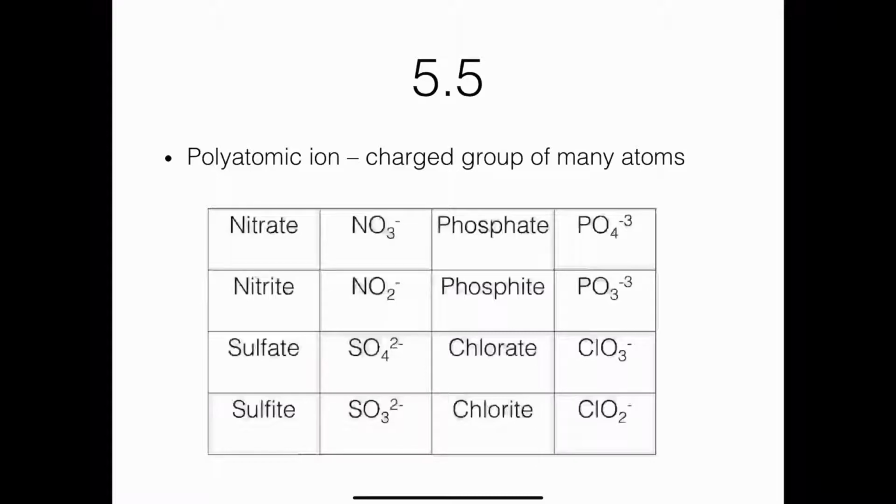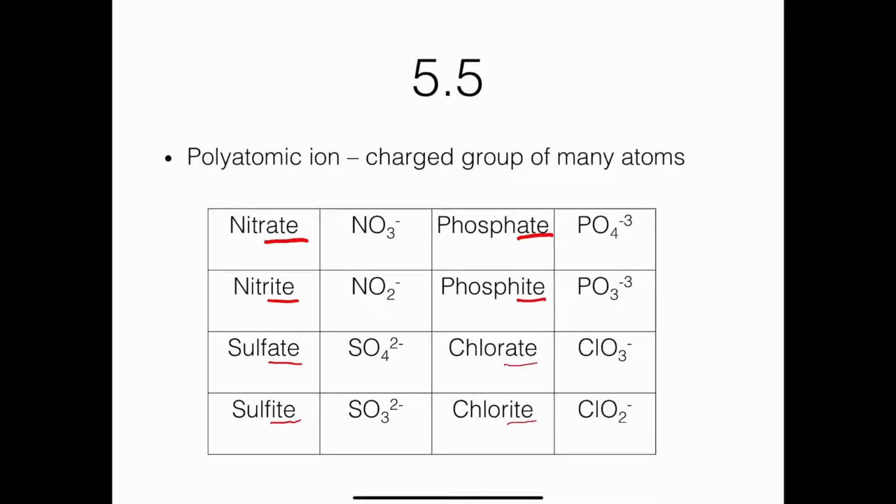One of the things I want you to get out of this is the difference between ate and ite. Now, we can't make a simple rule like we can assign 4 oxygen to ate or 3 oxygen to ite because it's different depending on what compound that we're talking about. But what we can say is that ites have 1 less oxygen than ates.